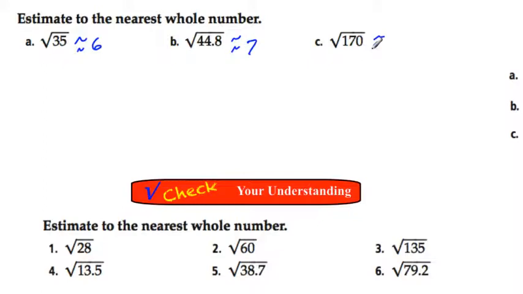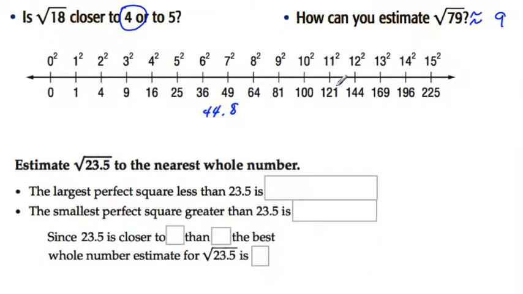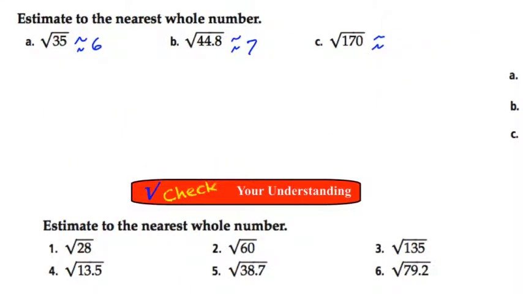And the square root of 170, let's go back and take a look at that one. Where does 170 fall? Well, that's between 13 and 14, but it's very, very close to 13, so that one's pretty easy. That should give us a whole number of 13. And let's go ahead and check our answers, make sure we did these right. Letter A, we should have gotten 6. Letter B, indeed is 7. And letter C is 13.